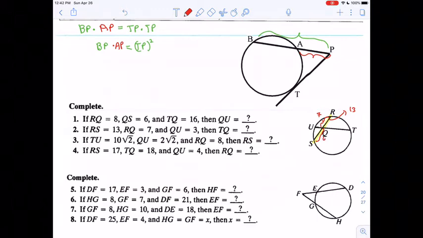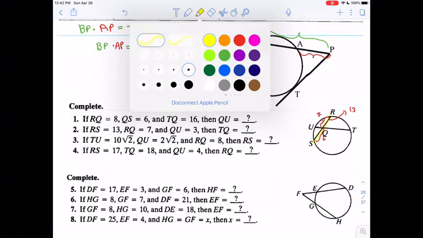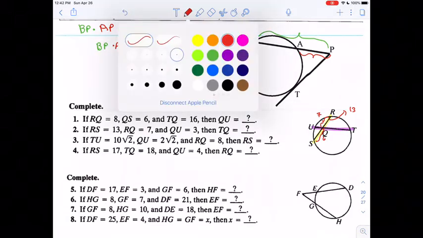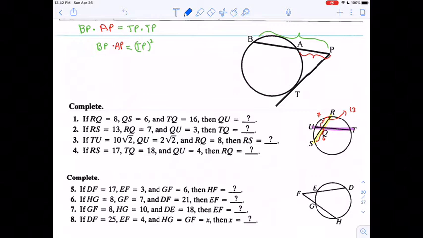And QU, let's switch colors now. QU is the entire segment, the chord right there, so QU is equal to 3. And they're asking us what TQ is equal to. So we don't know that.